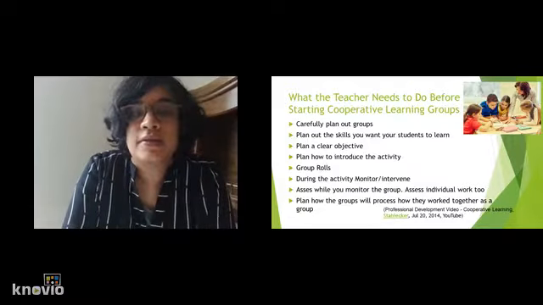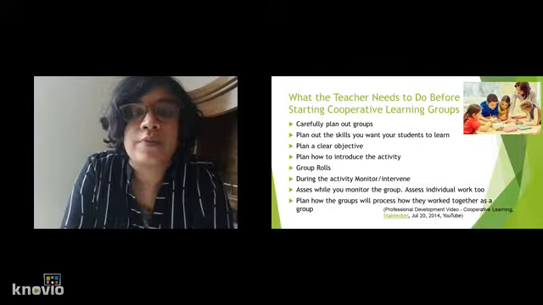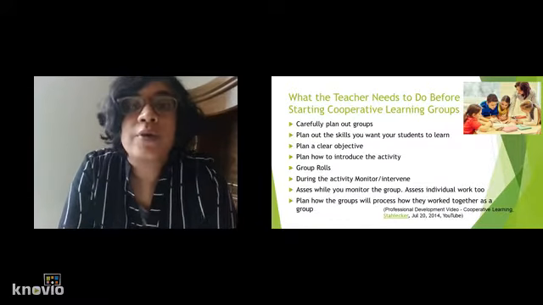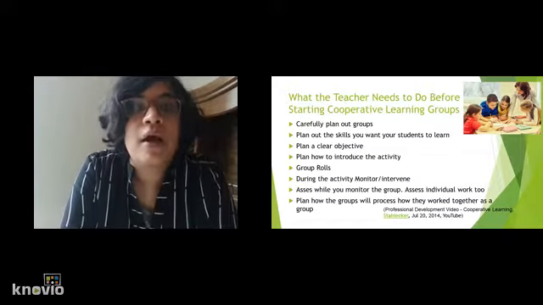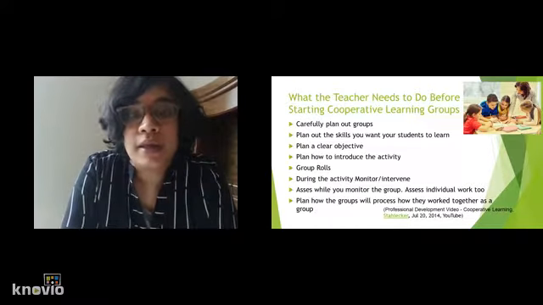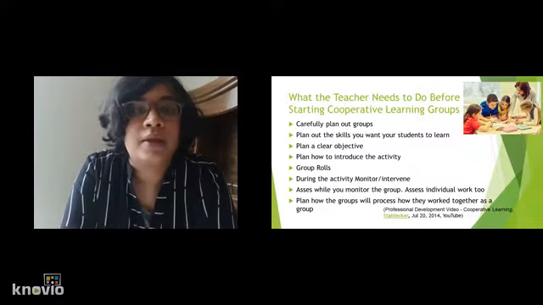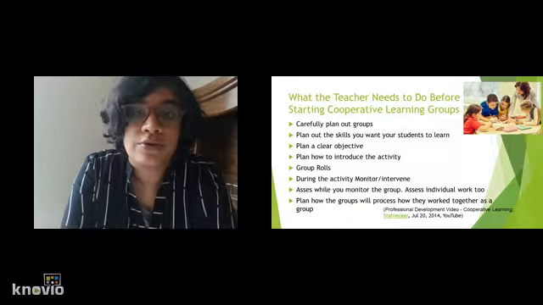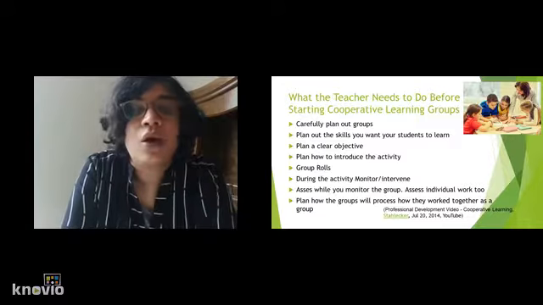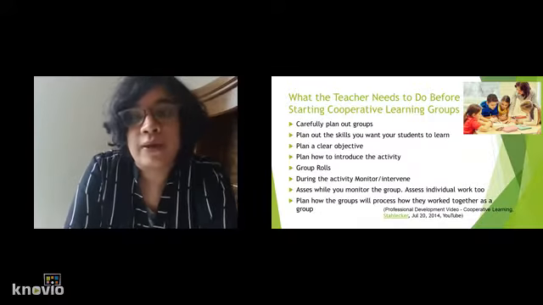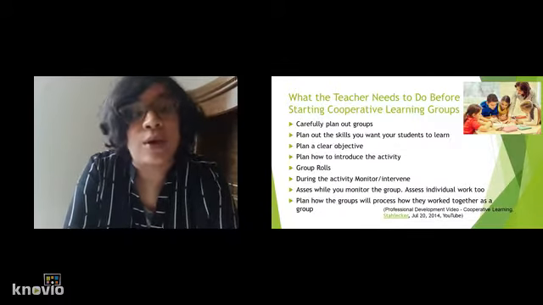What the teacher needs to be doing before starting cooperative learning groups. With cooperative learning groups, plan heterogeneous groups that are thoughtfully put together. Plan out the academic, language, and social emotional skills you want your students to learn. Plan a clear objective and clear structure of the group. Plan how to introduce the activity. Have roles for each member in the group. Roles could include a leader, appraiser, materials person, and a writer.